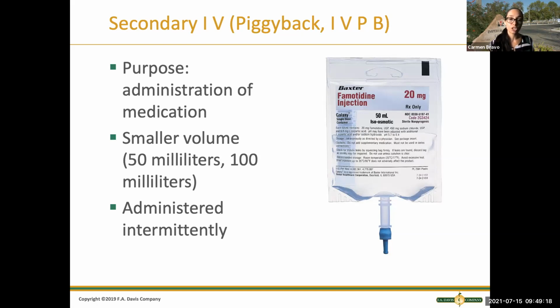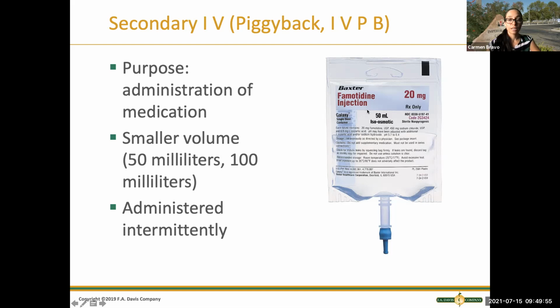When we talk about secondary IV infusions, these are also known as piggybacks or IVPB, intravenous piggyback. So you'll see both in hospitals, but most places we just call them piggyback. So they're known as piggybacks or secondary IVs. The secondary IVs, like I said, are smaller volume infusions. They can be 50 milliliters, a tiny little bag. And normally the reason for secondary IVs is because we give medications. And normally these are not continuous medications.